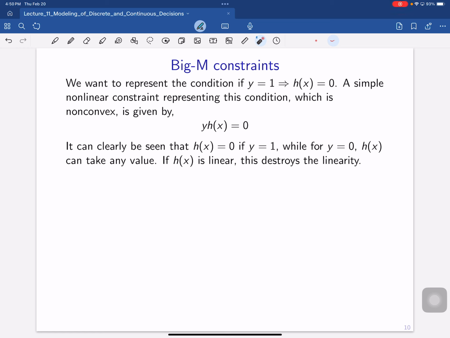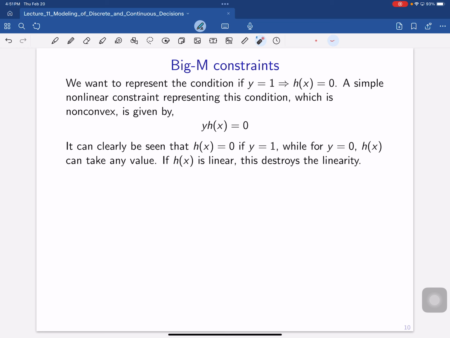And then how do we model that? A simple way to model that is y times h of x equals 0. Why is this the case? Because if y equals 1, then you basically have h of x equals 0. When y equals 1, you have to enforce this constraint h of x equals 0. But if y equals 0, what happens is you basically have 0 equals 0. So of course this equation trivially holds when y equals 0.